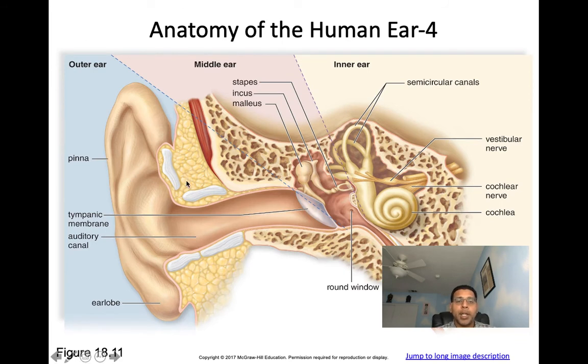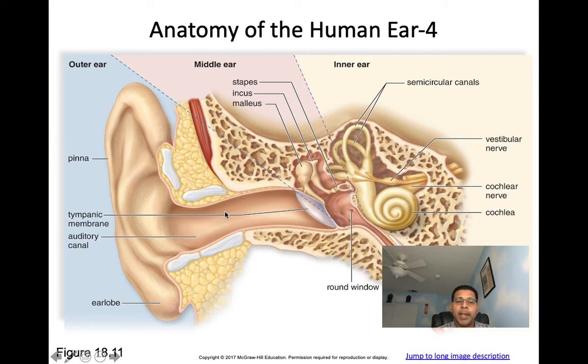So here we can appreciate the auricle, or the pinna, which is going to funnel sound into this auditory canal. So these two make up the outer ear. And then here we said the tympanic membrane is where the middle ear will begin.